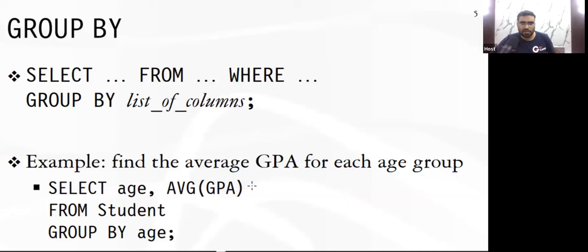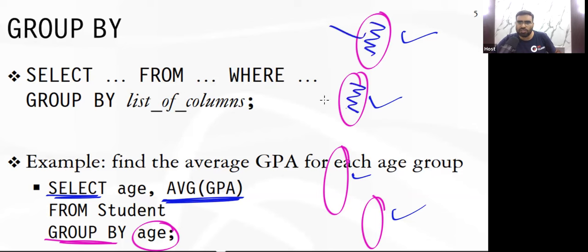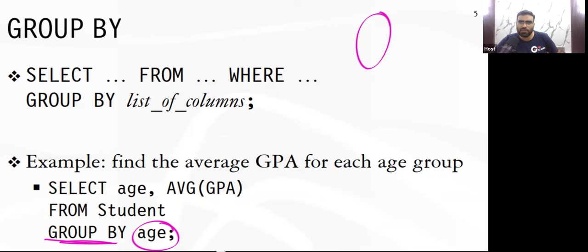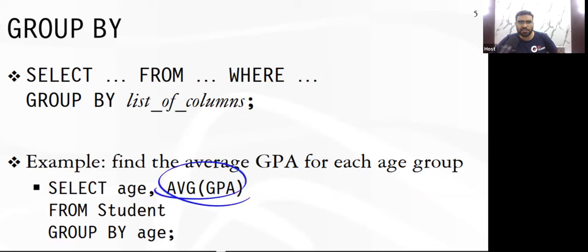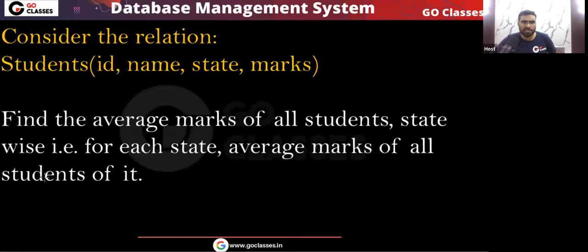Read this. Consider this query. We are creating groups based on ages. Yes or no? Based on ages, groups will be created. Then what are we doing? For each age group, we are finding the average of GPA. For these people, what is the average of GPA? For them, what is the average of GPA? Like this. Is this clear? For each group, we are finding the aggregate function. For each group, we are finding the summary. I hope this point is clear.